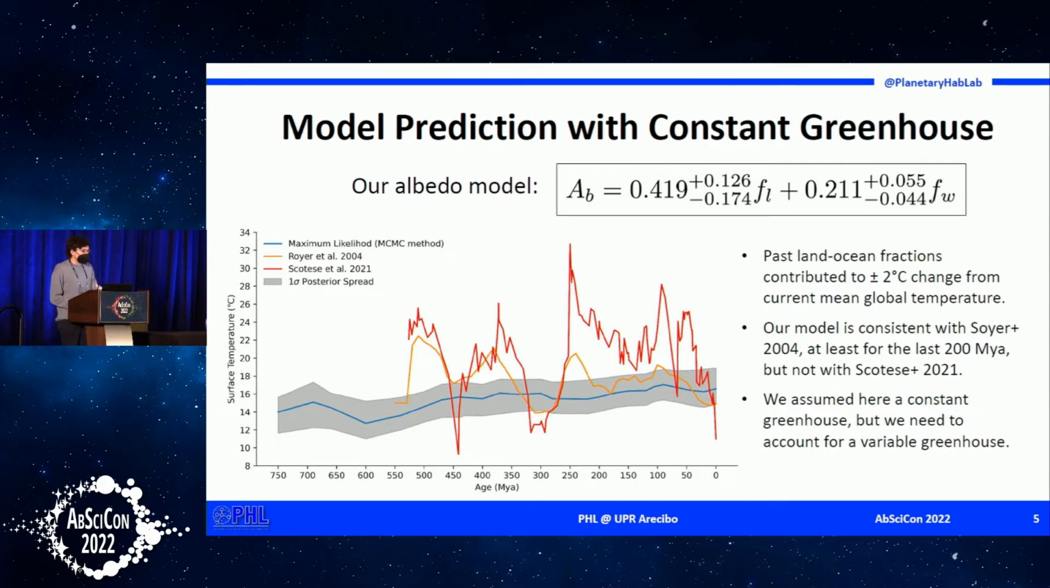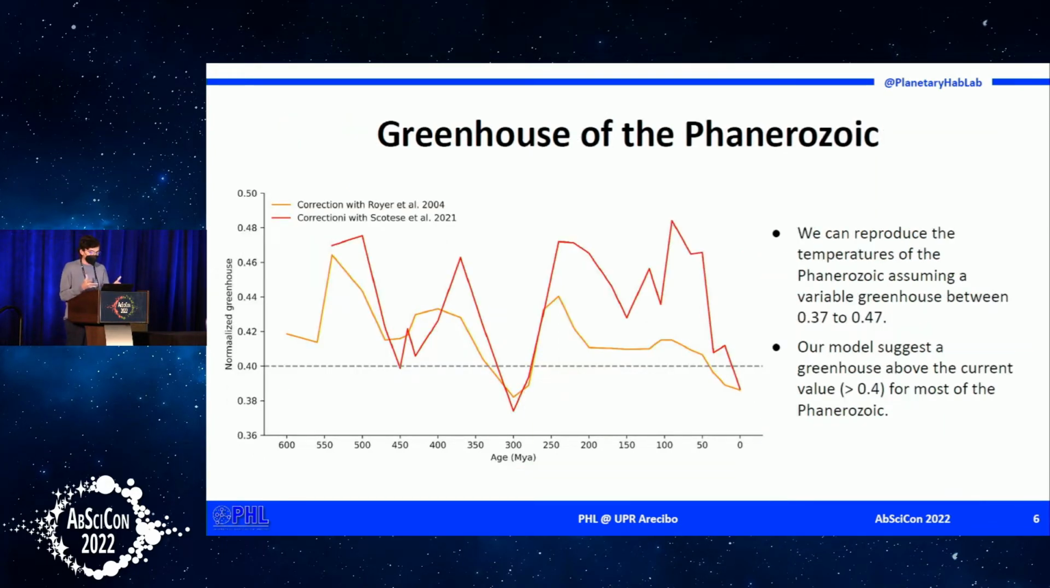Applying our model to those proxies, we were able to correct for the greenhouse and obtain the evolution of the greenhouse, for example, during the Phanerozoic, which, by the way, is the period those proxies are defined for, roughly 550 million years ago. And these curves tell us that the range for the greenhouse during the Phanerozoic can be between 0.37 and 0.47. This is the normalized greenhouse.